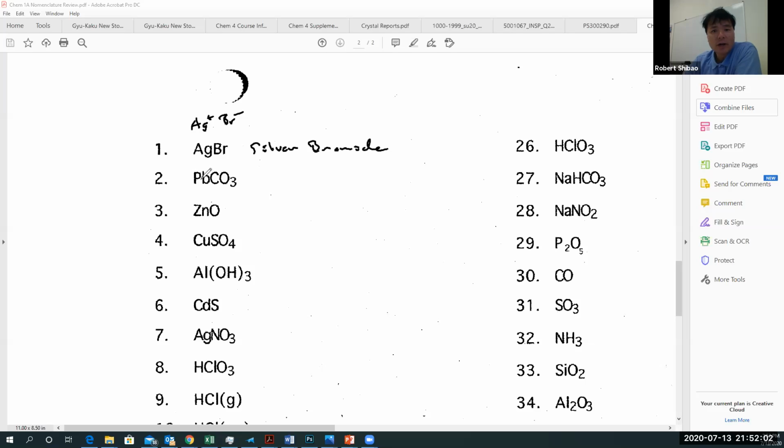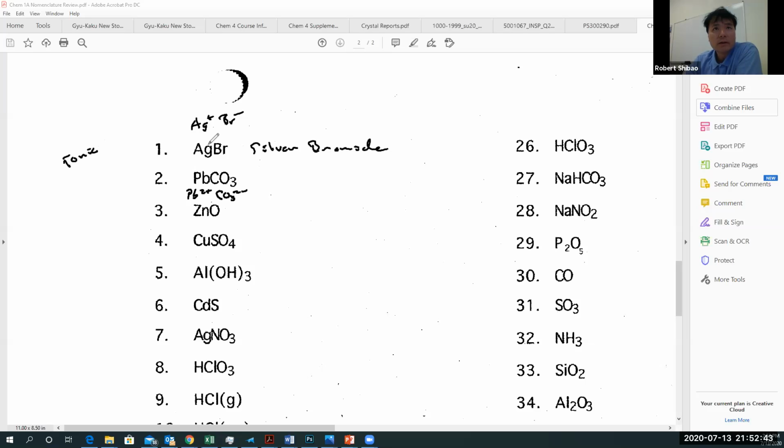Okay, Pb is called what? Lead. Is it fixed charge or variable charge? It's not fixed, it's variable charge, so we have to figure out what the charge is. So we look at CO3. What's CO3 called? Carbonate, and carbonate is 2 minus. So this has got to be Pb2 plus. Plus 2 minus 2 gives us 0. There's no charge. This is called an ionic compound or a salt.